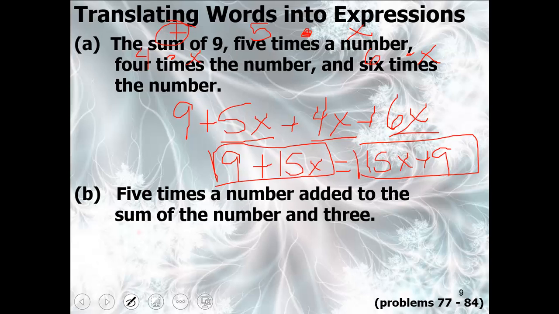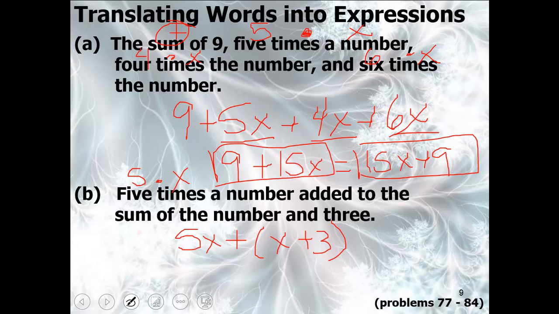All right, welcome back. 5 times a number added to the sum of the number and 3. 5 times a number. That says multiply by x. 5 times x. And then I have to add it to the sum. So I have 5x plus the sum of the number and 3. So I have 5x plus x plus 3.